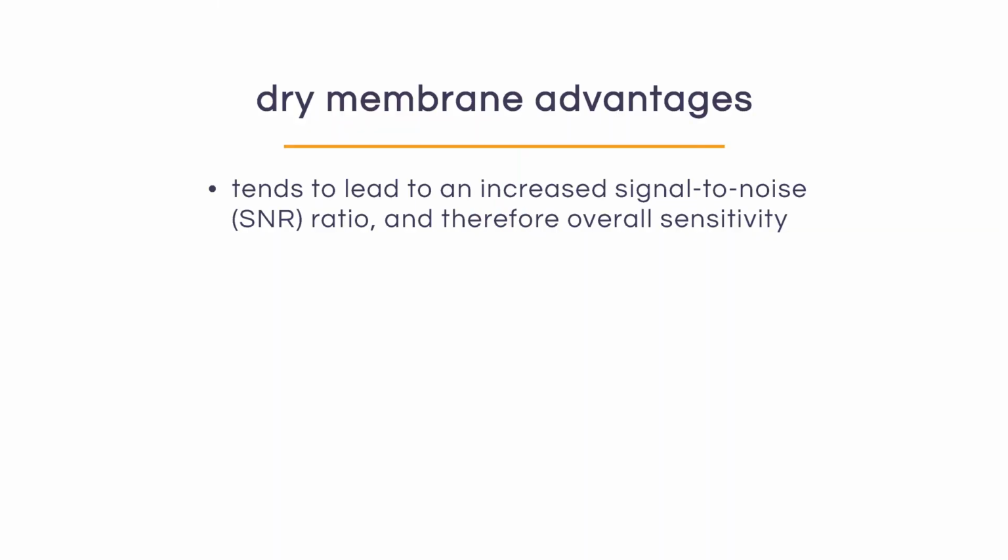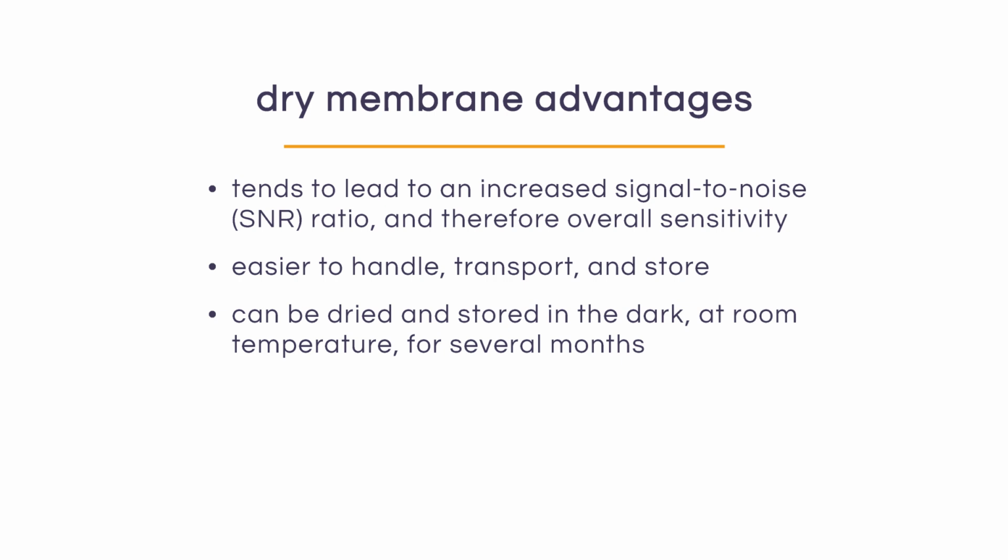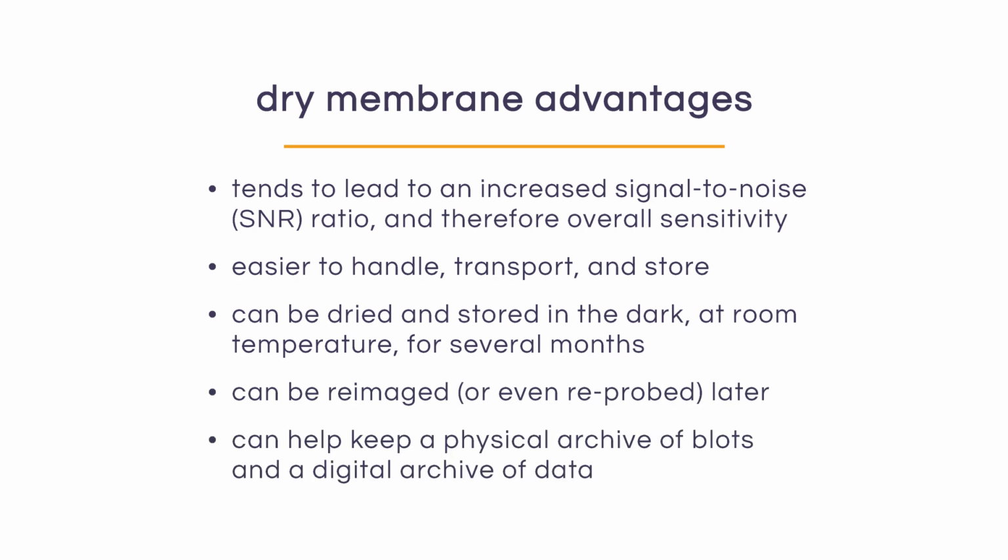However, drying a near-infrared Western blot provides a number of advantages. First and foremost among these is that drying the membrane tends to lead to an increase in the signal-to-noise ratio, and therefore better overall sensitivity of detection, which will help you to observe weaker signals. It's also easier to handle, transport, and store a dried Western blot. Fully processed near-infrared Western blot membranes can be stored in the dark at room temperature for several months, and re-imaged or even reprobed at a later date. This can help you to keep a physical archive of your blots as well as a digital archive of your data, which can be especially useful if a reviewer ever asks you to re-image a blot.